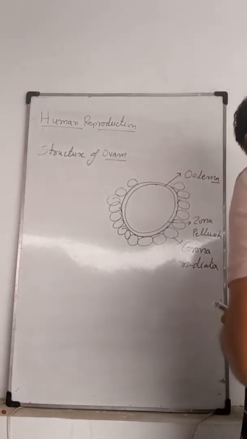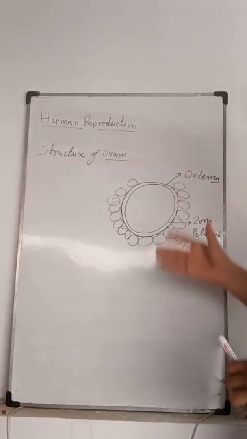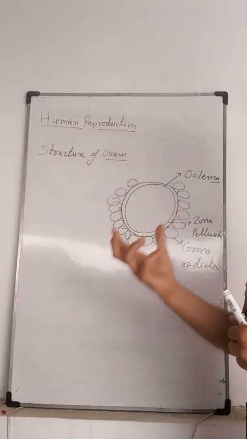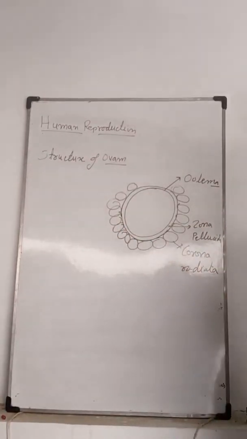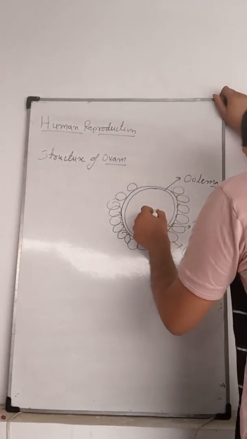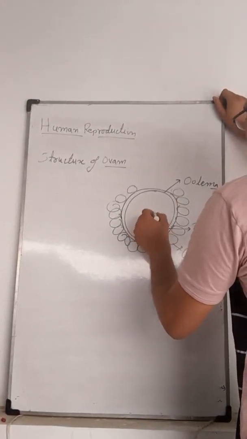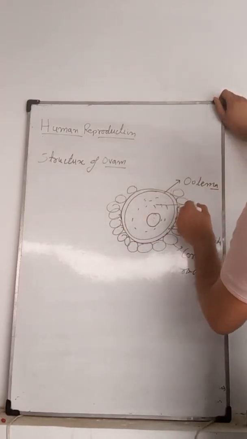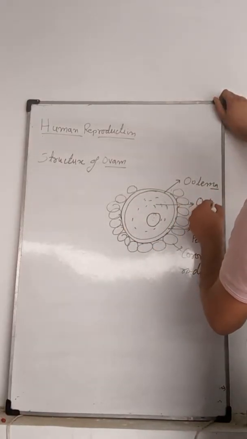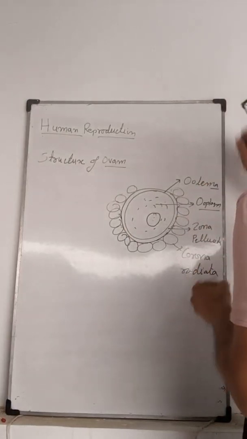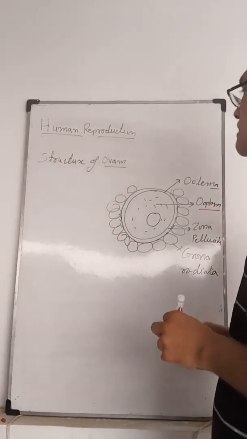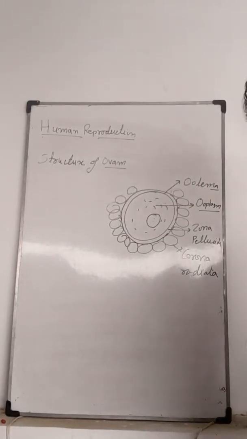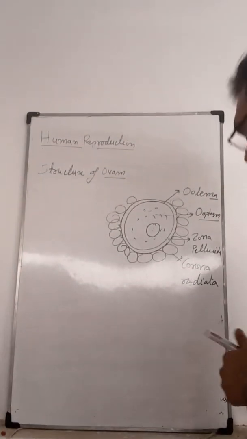Normally this egg cell is larger than other human cells. It contains a nucleus with a clear nucleolus, and its cytoplasm is known as ooplasm. This is the main structure of the ovum. Then next is fertilization.